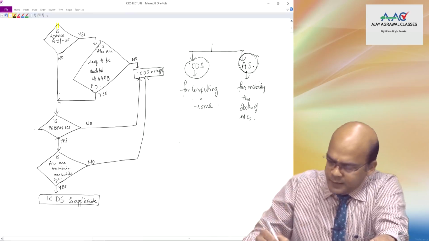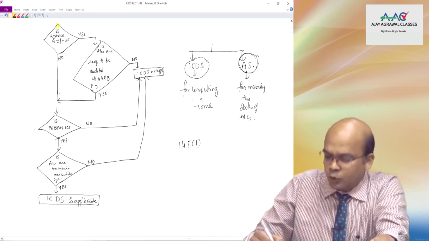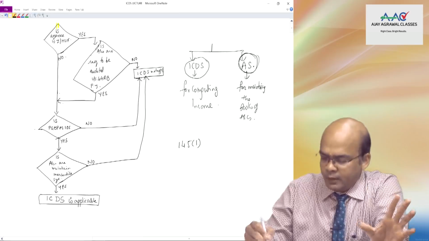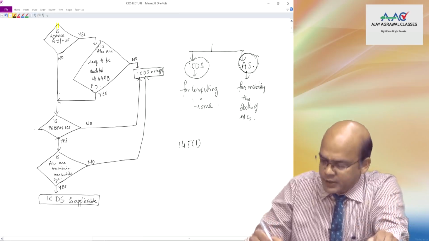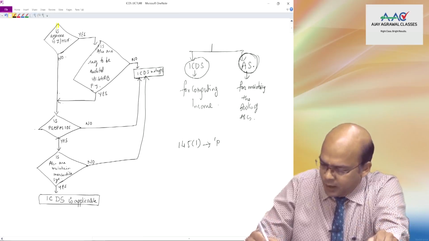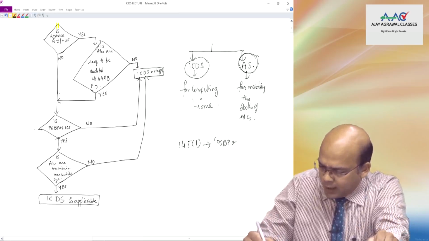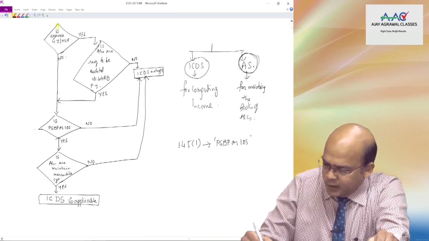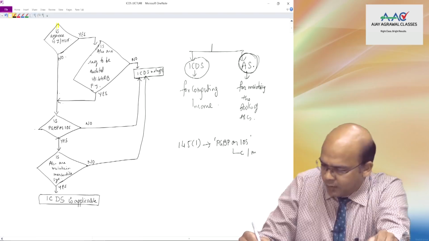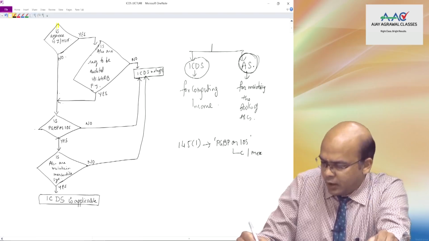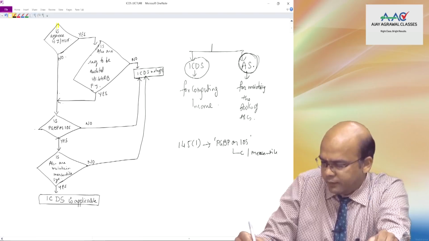What is the requirement of 145 subsection 1? Now don't write it, I will give you proper time to write it. 145 subsection 1, what does it say? Any assessee having income under the head PGBP or IOS requires to maintain the books of accounts on cash or mercantile system on regular basis. Fine.